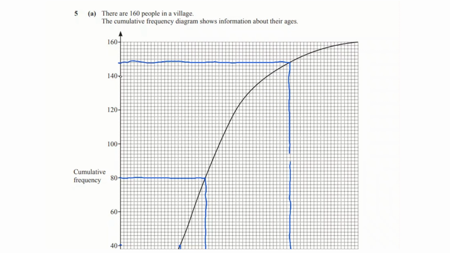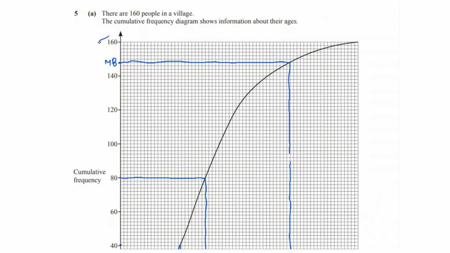Perfect. 140. How many are there? 1, 2, 3, 4, 5, 6, 7, 8, 9, 10. 10, that means 2 and 20, 20, 2, 4, 6, 8. So it's 148, 50. It's 148, right? 148. So this 148 is for 50 years, 50 and above.